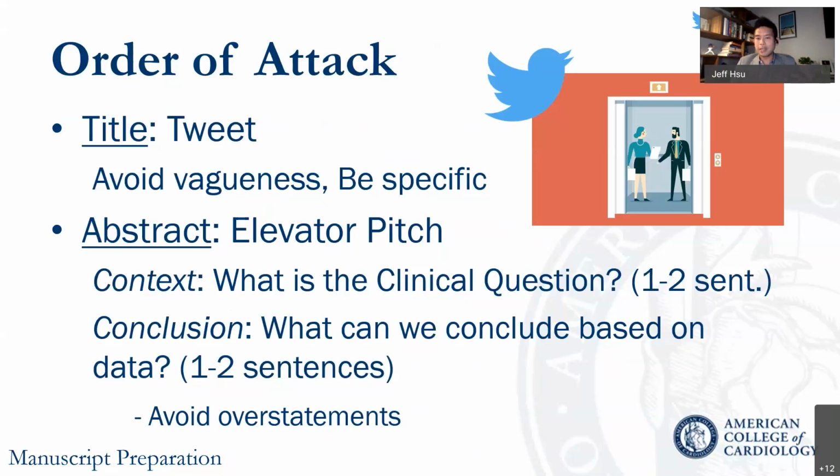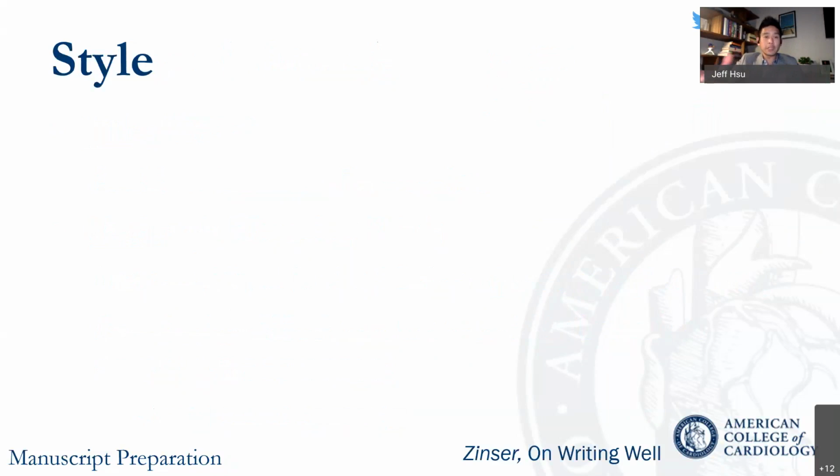Additionally, the abstract is like the elevator pitch, where you talk about the clinical question that you are addressing in your project, but also you really explicitly say what you can conclude based on your data. Very important to avoid overstatements. Really just state what your data supports and potentially say how it fits into the general context of the literature.